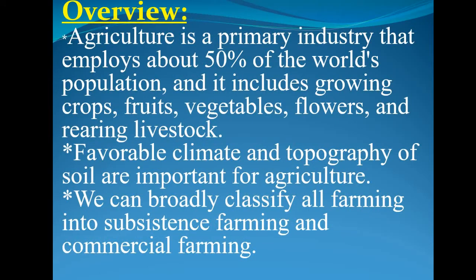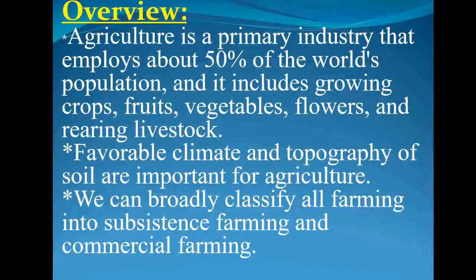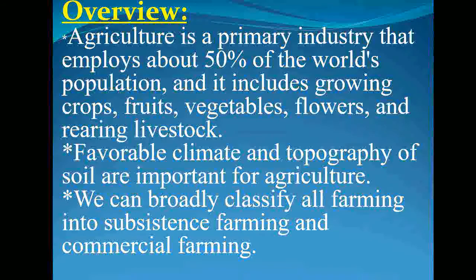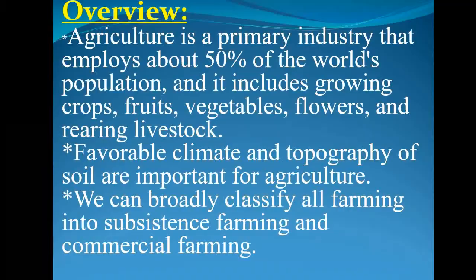Overview. Agriculture is a primary industry that employs about 50% of the world's population, and it includes growing crops, fruits, vegetables, flowers, and rearing livestock. Favorable climate and topography of the soil are important for agriculture. We can broadly classify all farming into subsistence farming and commercial farming.